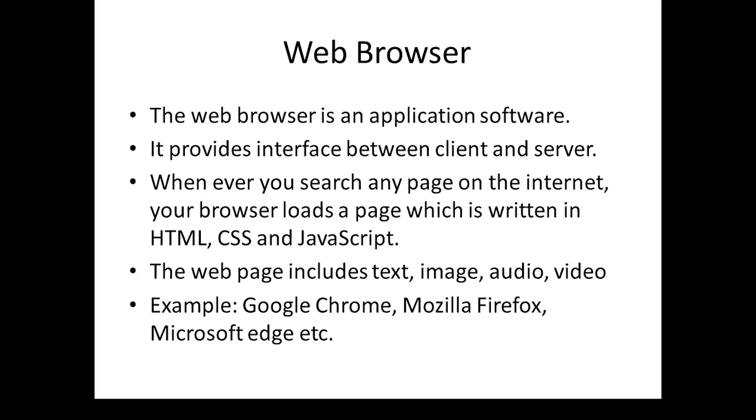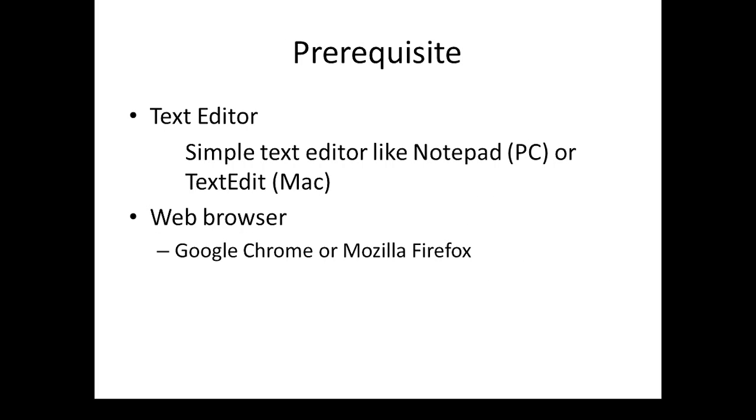Web browser. The web browser is an application software like Microsoft Word, Excel, PowerPoint, and it provides the interface between the client and server. Whenever you search any page on the internet, your browser loads a page which is written in HTML, CSS, that is Cascading Style Sheets, and JavaScript. This web page includes text, image, audio, video, and examples of web browsers are Google Chrome, Mozilla Firefox, Microsoft Edge, etc.